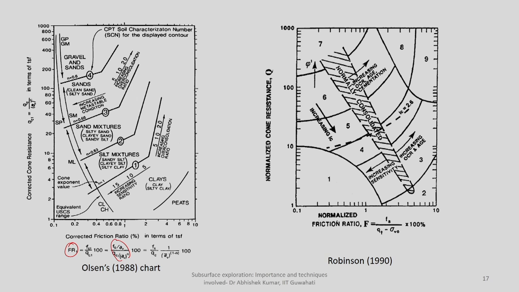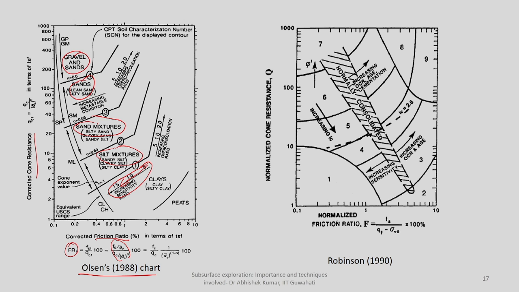Similarly, once you have the value of friction ratio and the value of cone tip resistance, you can get an idea even without collecting the soil sample whether your soil is gravel, sand, sand mixed with silt, sand and clay, or a silt mixture, and whether sensitivity is increasing. You can see here, in the case of clays, if it is going in this direction, there is an increase in sensitivity, and so on. So there is a broader classification given by Olson in the 1988 chart, based on your FR value as well as your QC value.